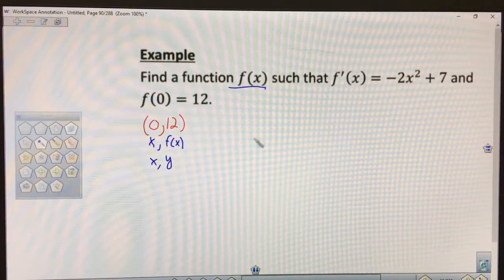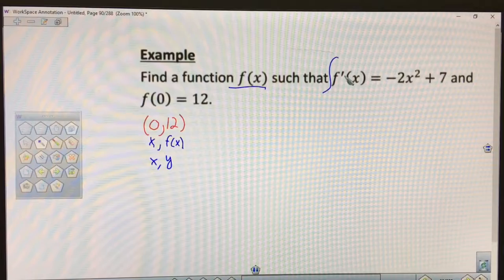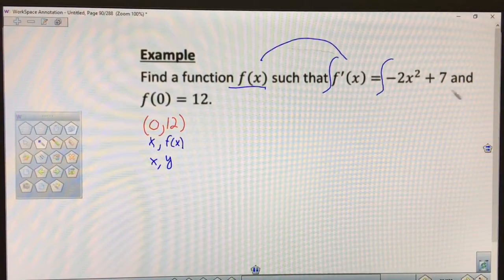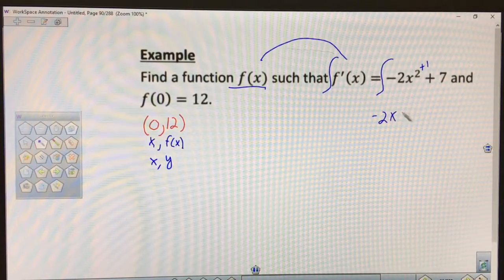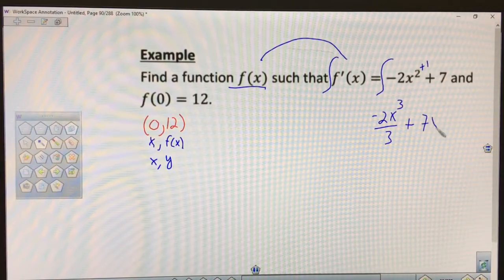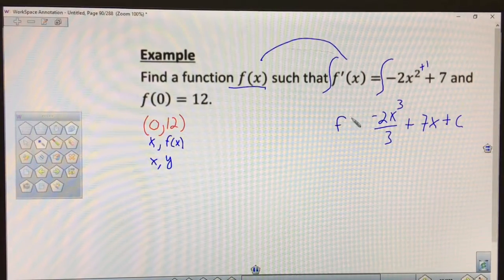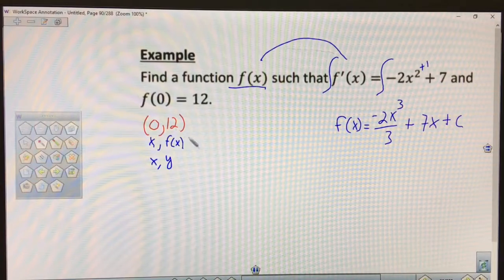Now they want me to find f of x from a derivative. So you do the antiderivative and it changes that into that. This is a derivative, and I want to take the antiderivative of that derivative. So I'm going to do the process. I add 1. So that's going to give me negative 2x to the third divided by 3. What's the antiderivative of 7? 7x plus c. And now, when I take the derivative of f prime, that means it's going to be f of x equals.